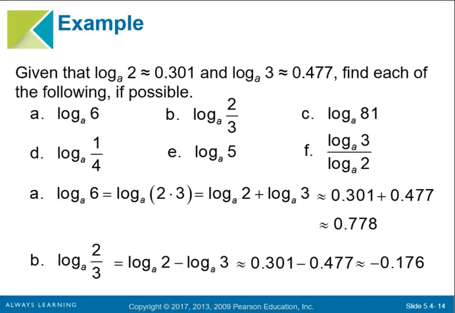All right, this is 5.4, our properties of logarithms functions, and I am picking up from here, just reminding everybody that our values are log base a of 2 is 0.301 and log base a of 3 is 0.477. And we've done A and B. We're going to move on to part C.